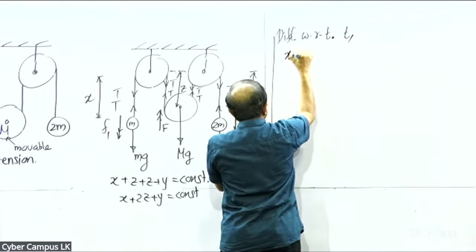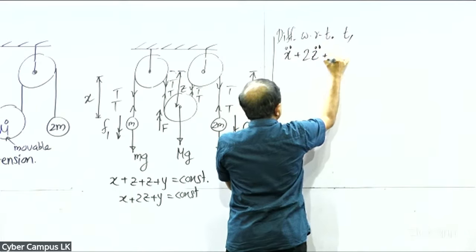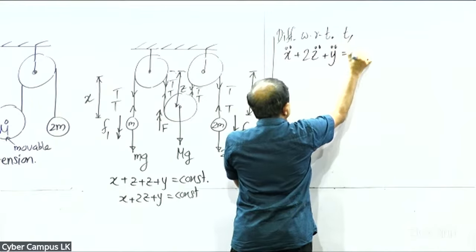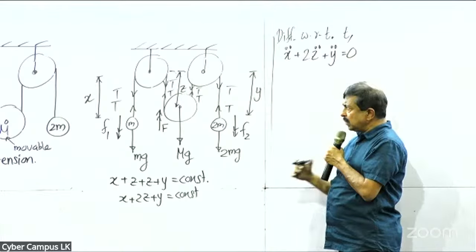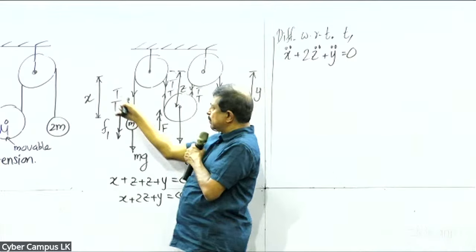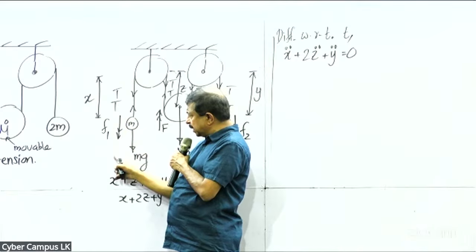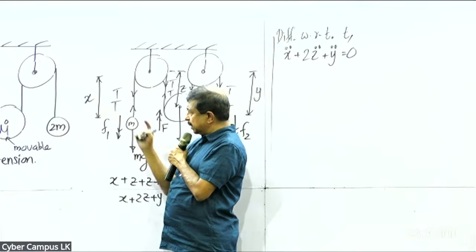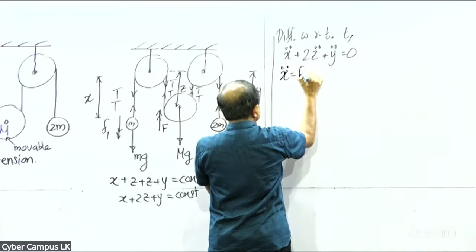You get x double dot plus 2z double dot plus y double dot is equal to 0. Now, look at this. If this mass moves in the indicated direction, x increases. So direct relation is there, x double dot is plus f1.